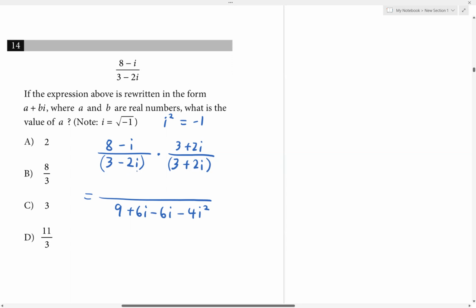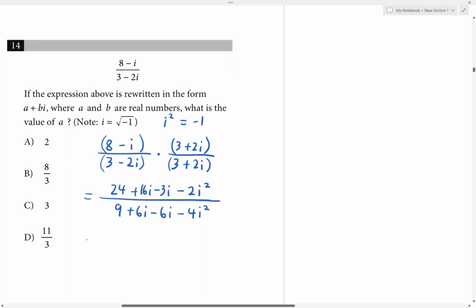And then on the top, let's do FOIL as well. We multiply 2 minus i times 3 plus 2i. We get 6, right? And then the outer term plus 4i. The inner term minus 3i. The last term is negative 2i squared, like that.